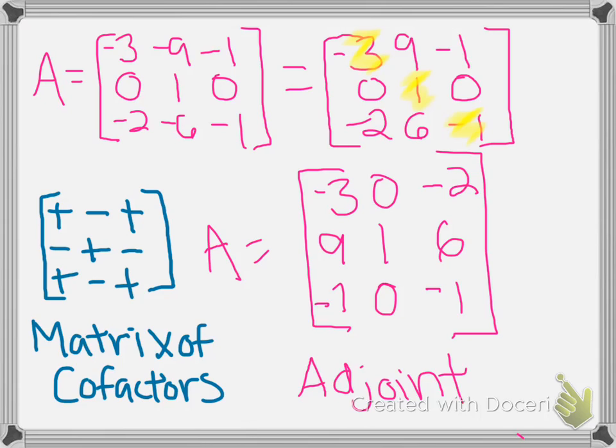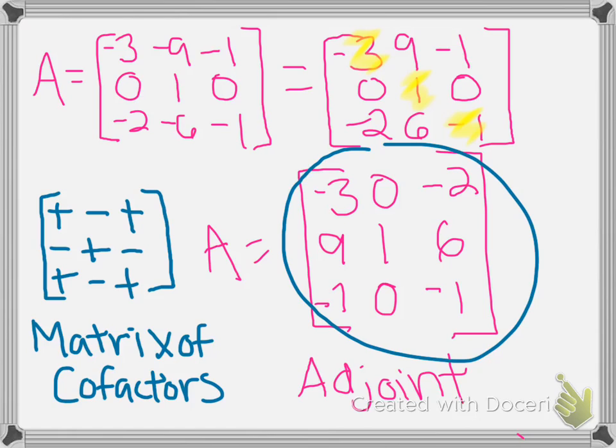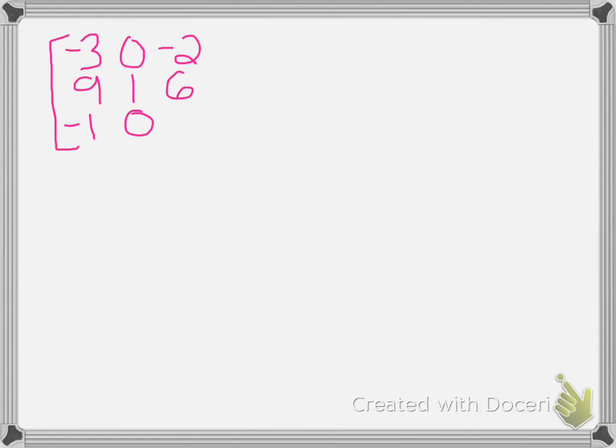Lastly, we have to find the determinant, and let's bring this matrix over to our new page and copy it back down, which is -3, 0, -2, 9, 1, 6, -1, 0, -1.